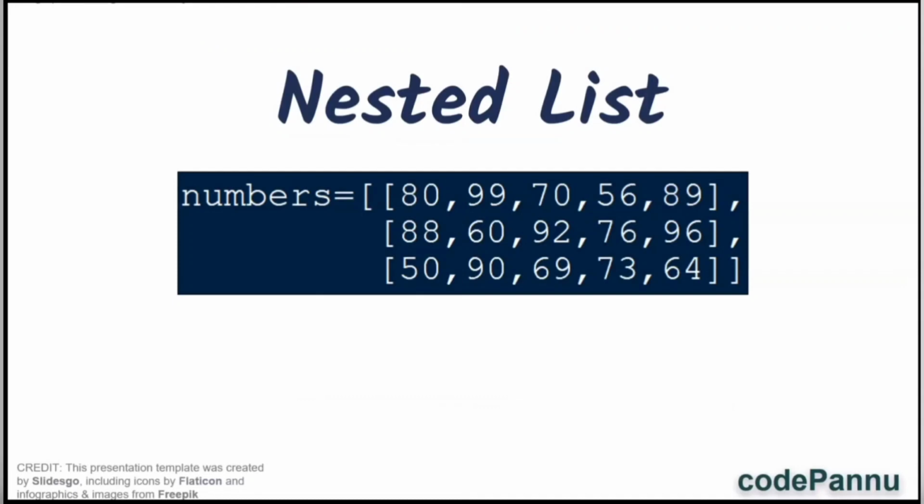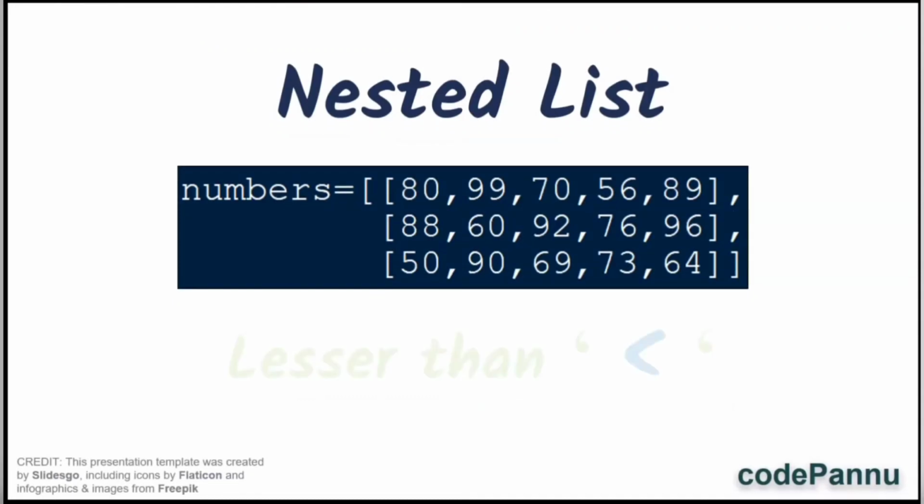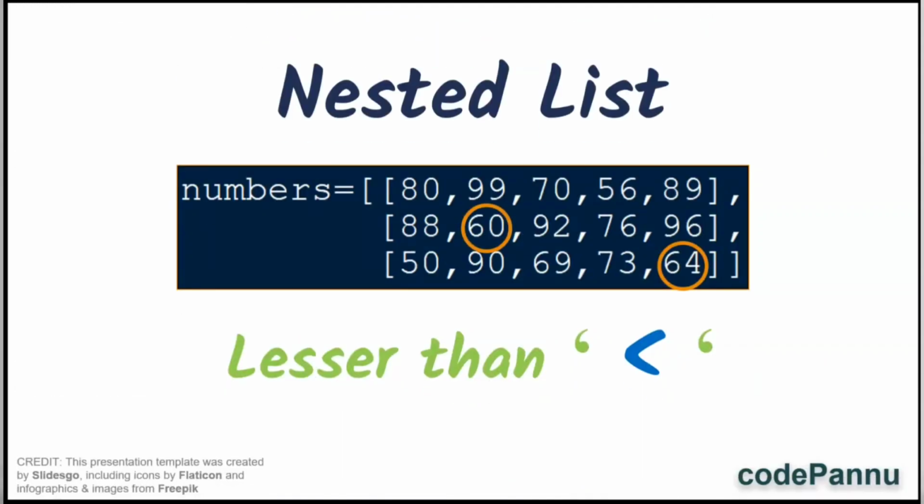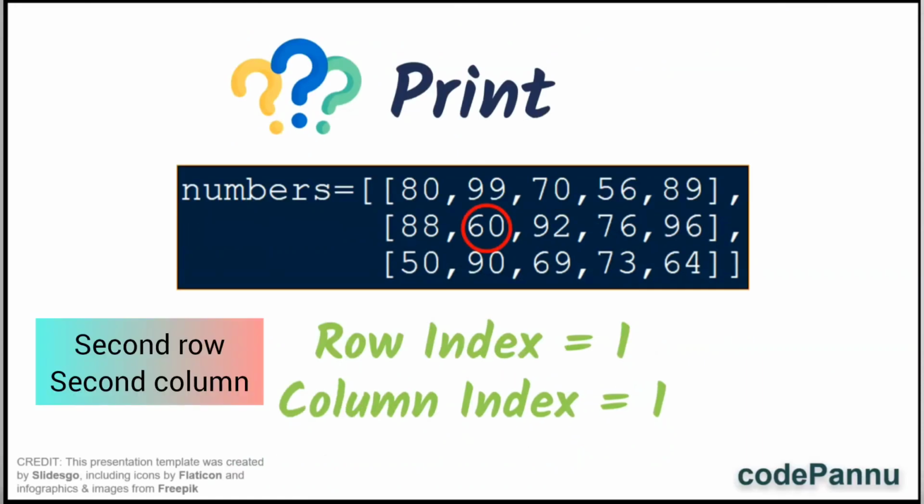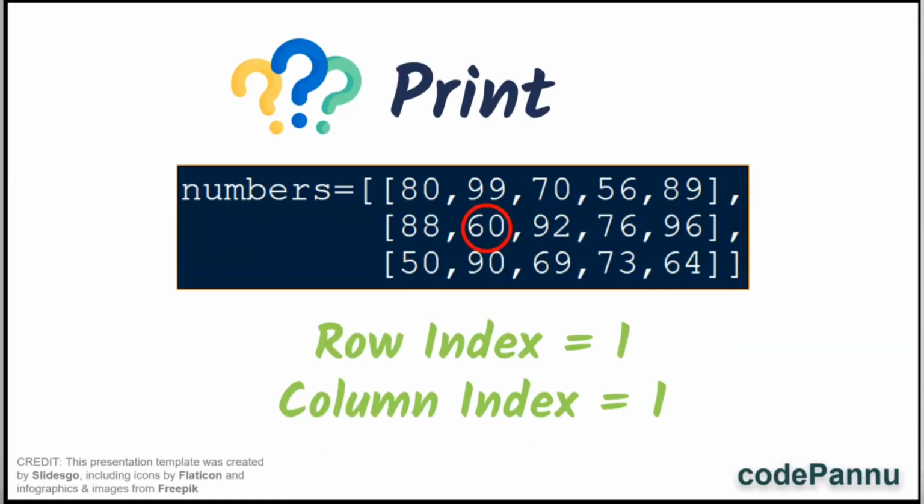Now, in the same example, shall we see how to use less than operator in nested list? We shall take two other items 60 and 64 from this nested list to check less than condition. The item 60 is in the second row and second column. So, to get the item 60 from the second row, we should use the row index number as 1 because it is the second row, and we should use the column index number as 1 because it is the second column.